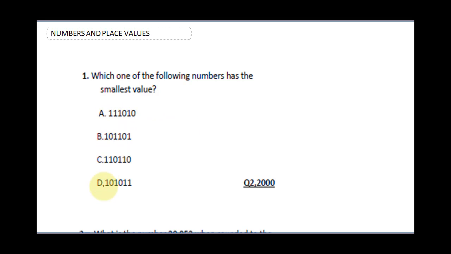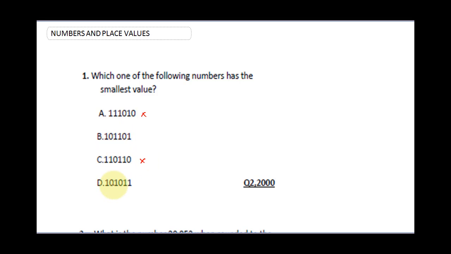So 1, 1, 1, 1. So they are all okay. Now this is 1. Now this is the biggest number here. Anyone that has 1 at the second place, it's big. So this is off. So this is big. Now this is big. So we are left with these two numbers.